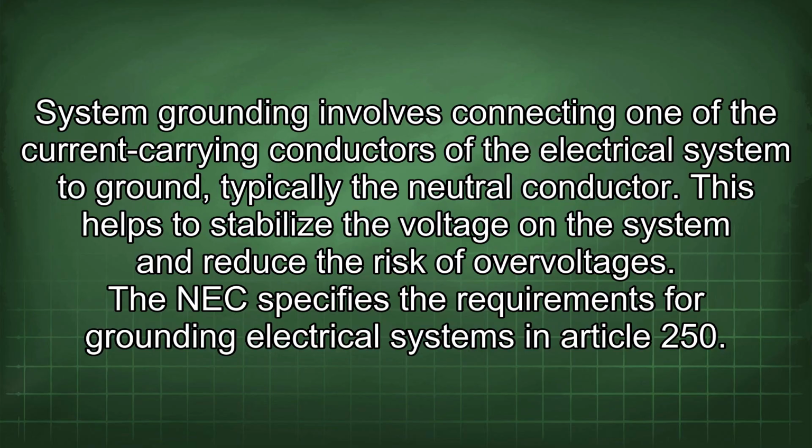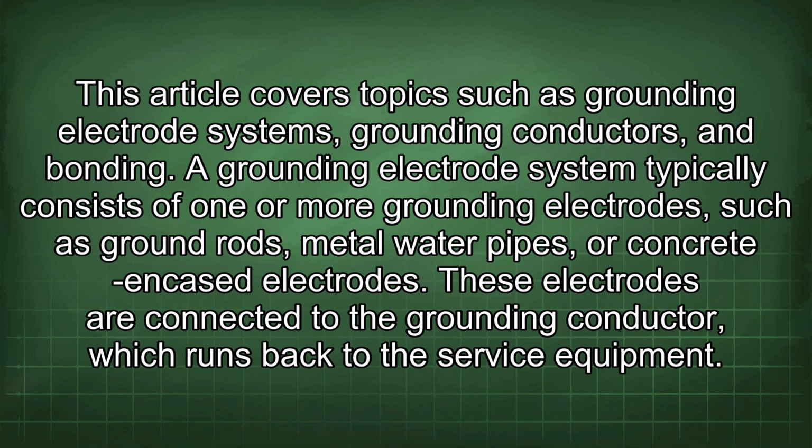The NEC specifies the requirements for grounding electrical systems in Article 250. This article covers topics such as grounding electrode systems, grounding conductors, and bonding. A grounding electrode system typically consists of one or more grounding electrodes, such as ground rods, metal water pipes, or concrete encased electrodes. These electrodes are connected to the grounding conductor, which runs back to the service equipment.